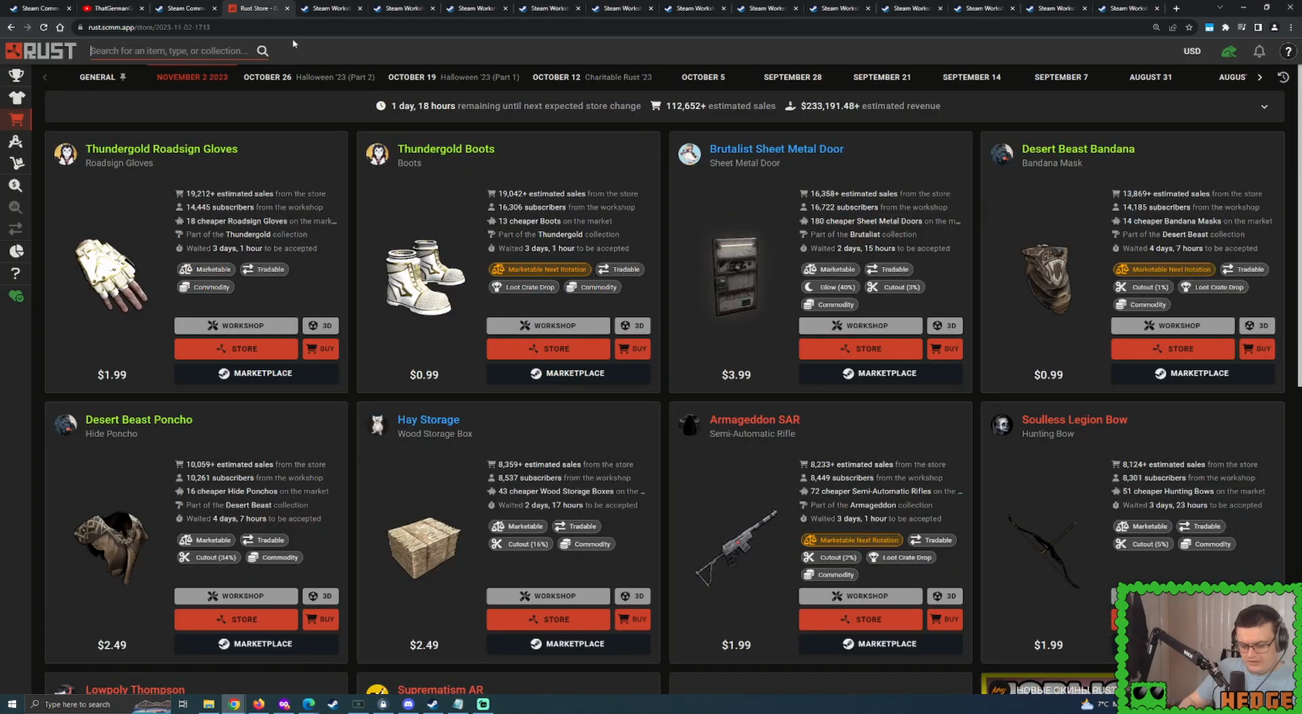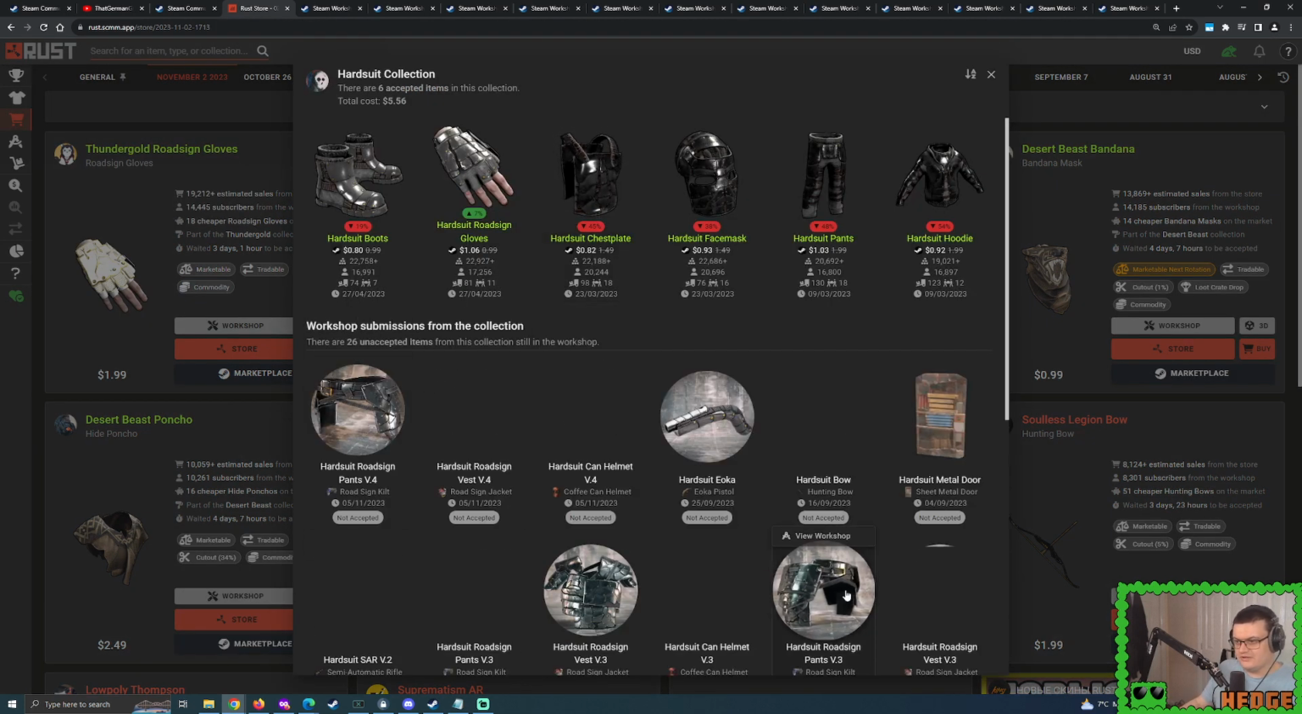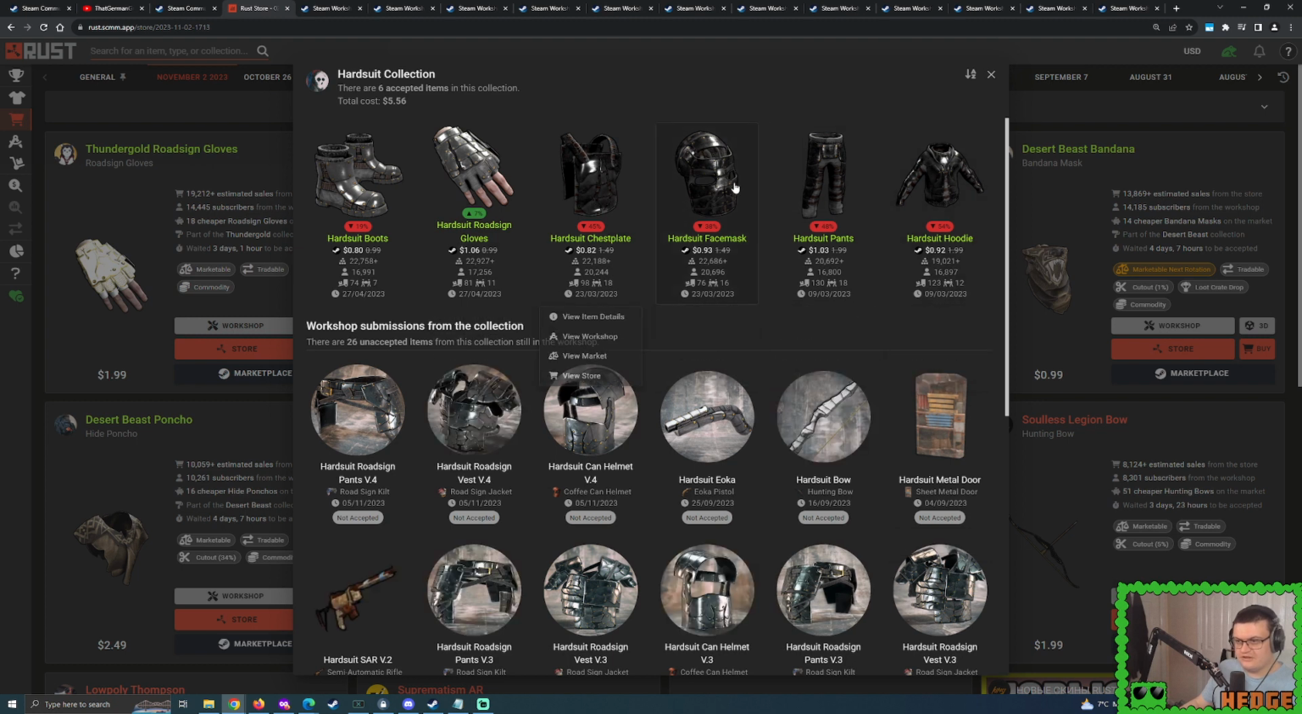Hardsuit, let's go take a look. A lot of us did buy into this. I still have my Hardsuit skins. We got the hoodie and the pants, we got the tier 3, fingers crossed we thought we'd see the tier 2, didn't happen. Boots and gloves were made, boots and gloves were accepted.